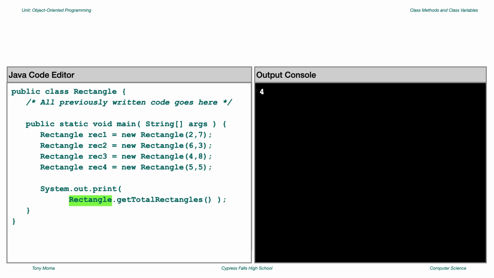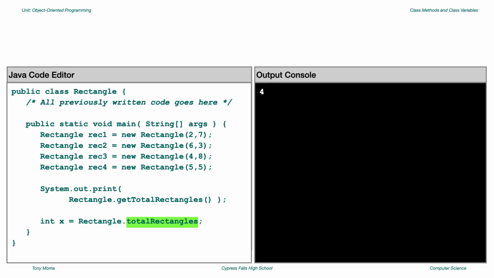Likewise, if I wanted to access the static variable, the class variable, and that variable was public, all I would need to do is type the word rectangle in front of it. Because once again, the variable does not belong to any specific instance. It belongs to the class. Now, obviously, this code would not compile since we made the static variable private. But had we made it public, this is how you would access it.